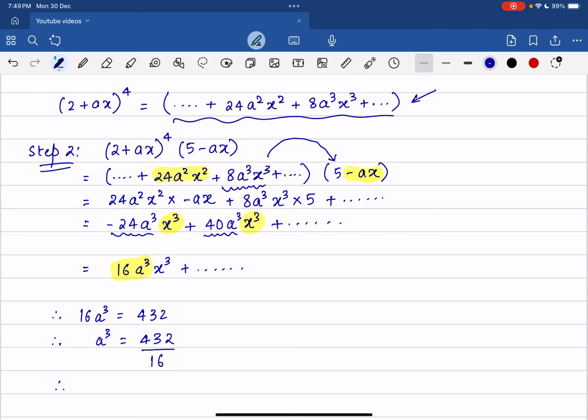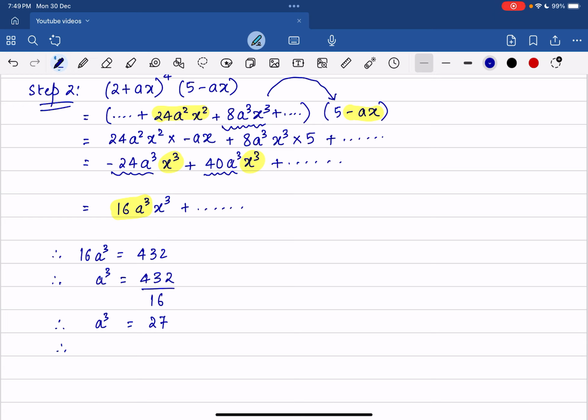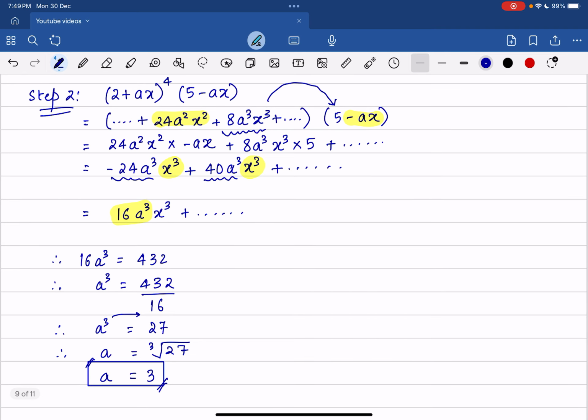When I divide it, what do I get? a cube. I'm going to put that in the calculator. 432 divided by 16 gives me 27. So when the cube goes to the other side, it becomes cube root. So cube root of 27, guys, all of us know it is 3. That's the value for a. That fetches 5 marks for us. Perfect.